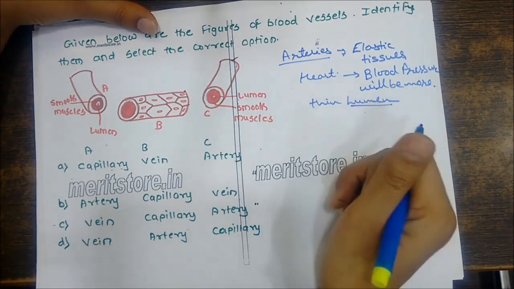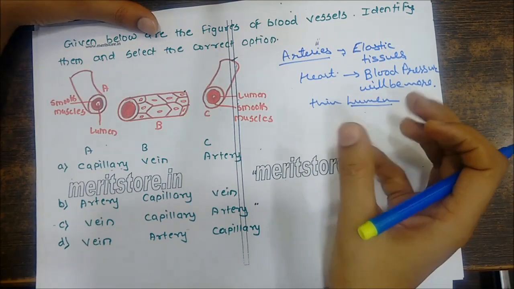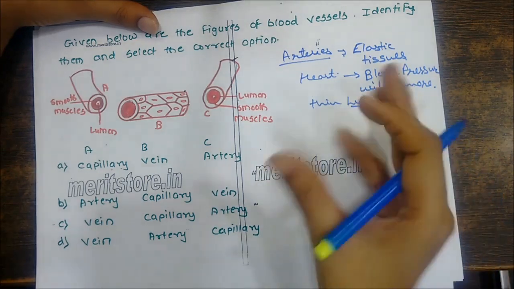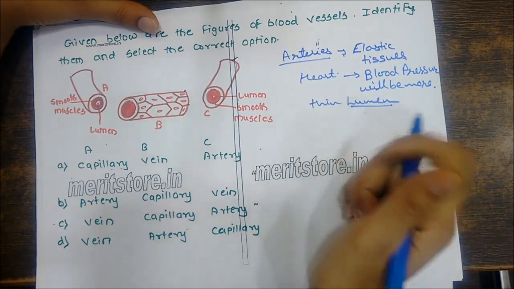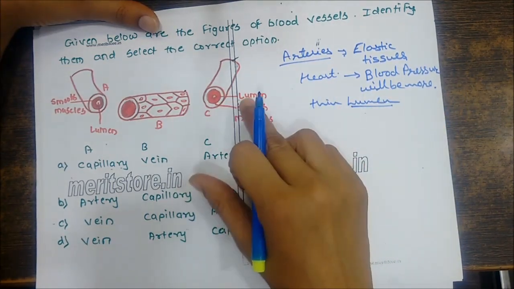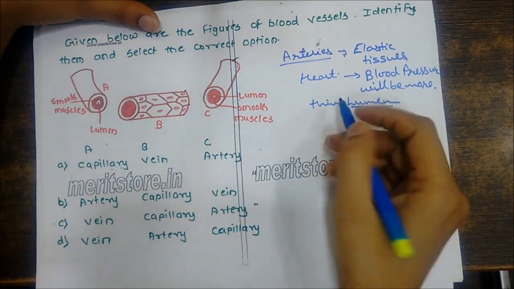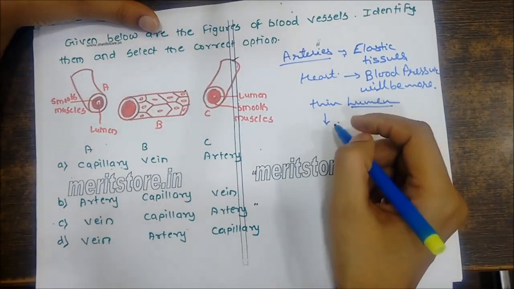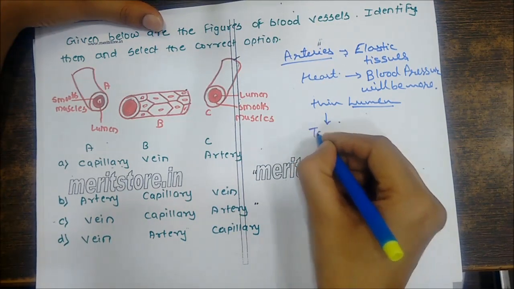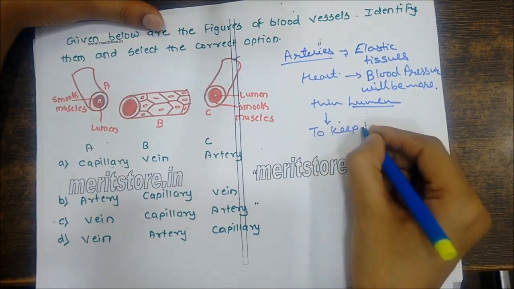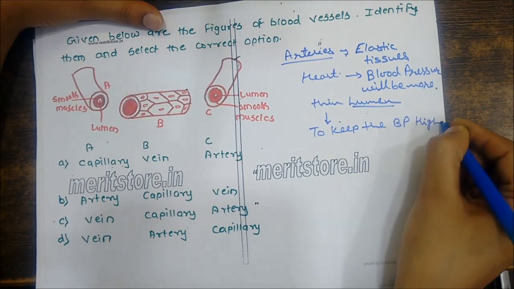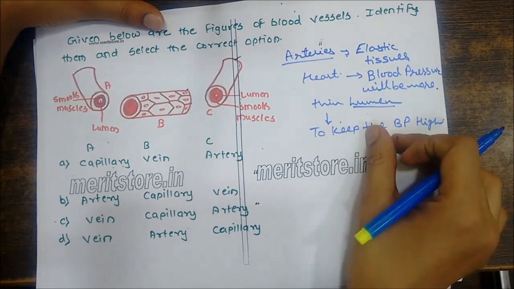because the lumen functions as a barrier in the blood flow. So the lumen will be very thin because the pressure is very high, so it will be a thin lumen to keep the blood pressure high, so it can reach the tissues.